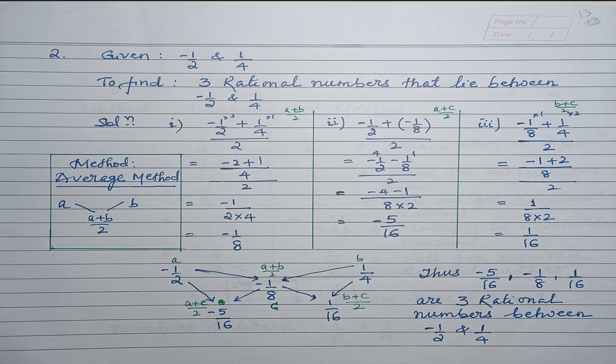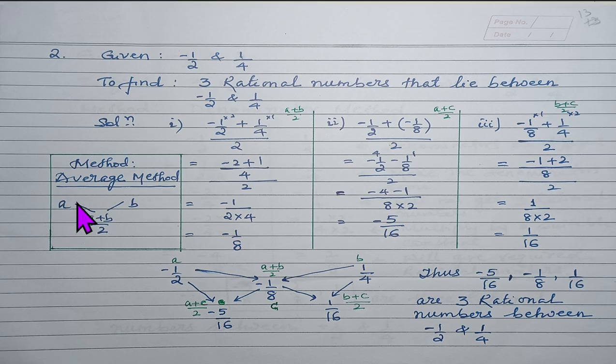Now we are given the second example. We are given minus half and 1 by 4. We have to find three rational numbers that lie between minus half and 1 by 4. There are different methods of finding these rational numbers. Now the first method is the average method. What is this average method?